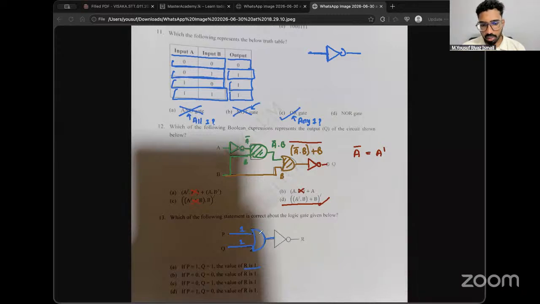If both the inputs are 1, what will be the result of the OR gate? Perfect. The result of the OR gate will be 1. So when this 1 goes to the NOT gate, the NOT gate gives the opposite of the input, so 1 will become 0. So the first one is saying if P equals 1 and Q equals 1, the value of R is 1. Is the value of R 1? No. So therefore that is wrong. Now we'll go with the second option.